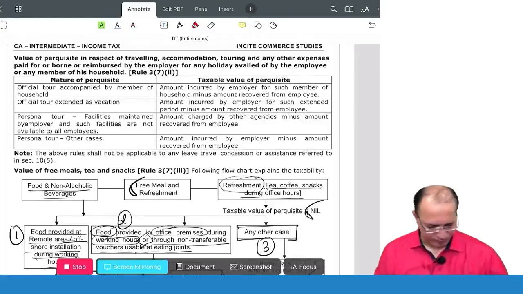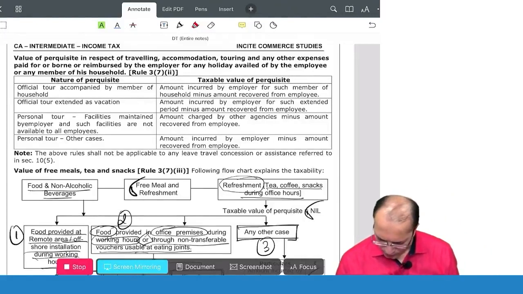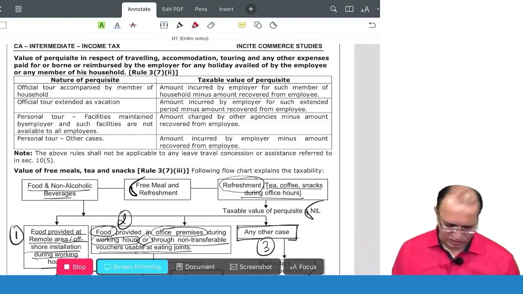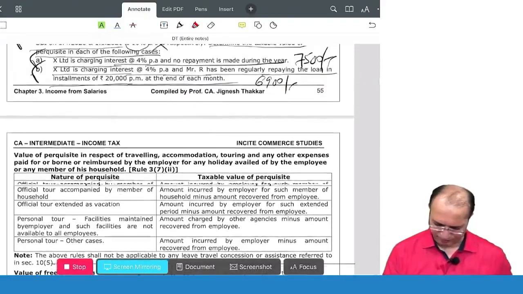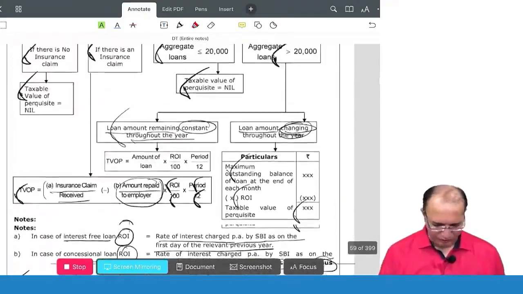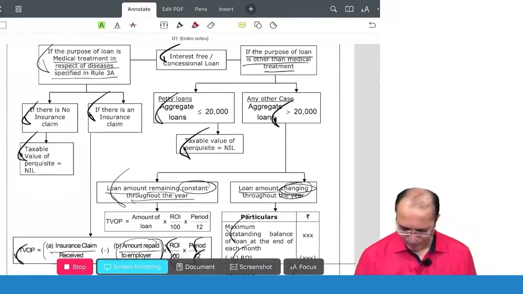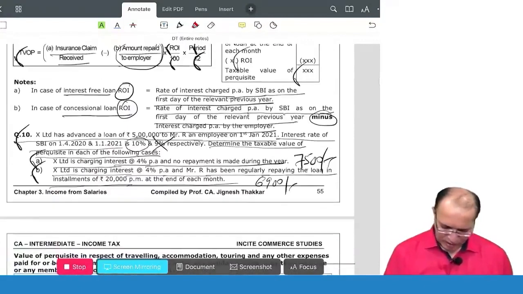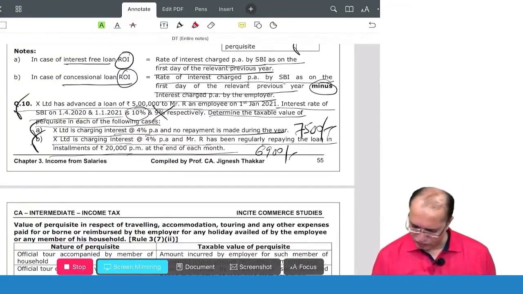Very good morning. Yesterday we were discussing perquisites. In those perquisites, we were in section 17, subsection 2, clause 8, if you recollect. The first point was interest-free loan, concessional loan. We have discussed this, and we have also done a practical question on it. That was question number 10.